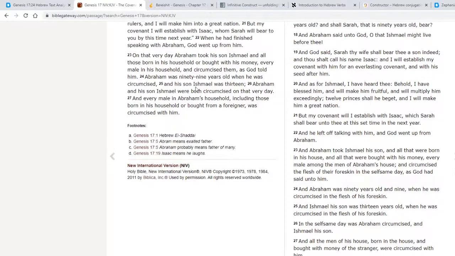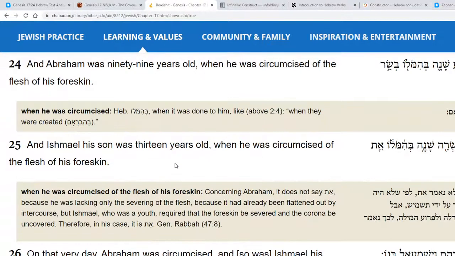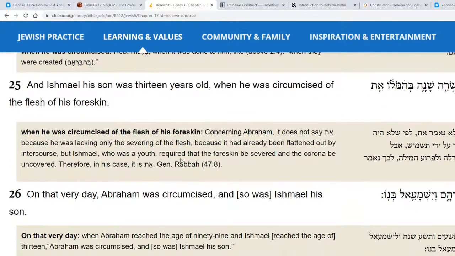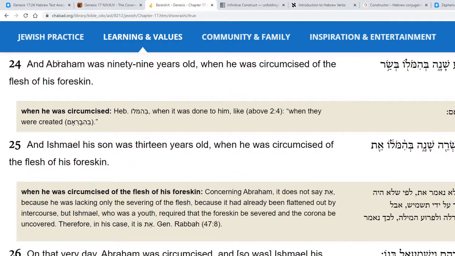Okay. NIV: Abraham was 99 years old when he was circumcised. They didn't bother with the flesh of his foreskin. Chabad: And Abraham was 99 years old when he was circumcised of the flesh of his foreskin.